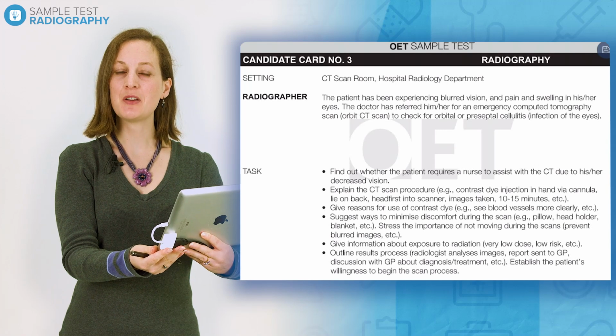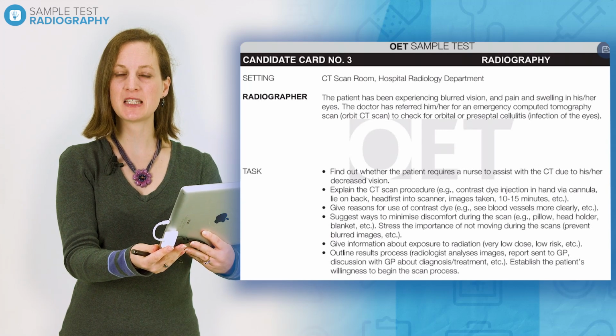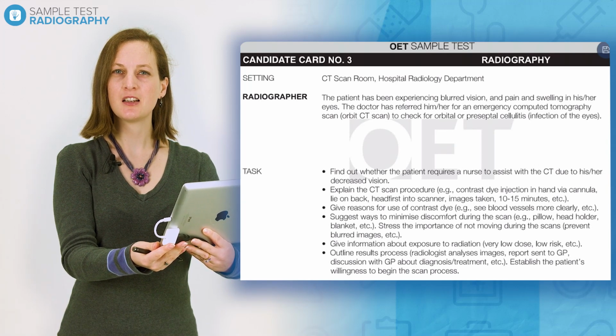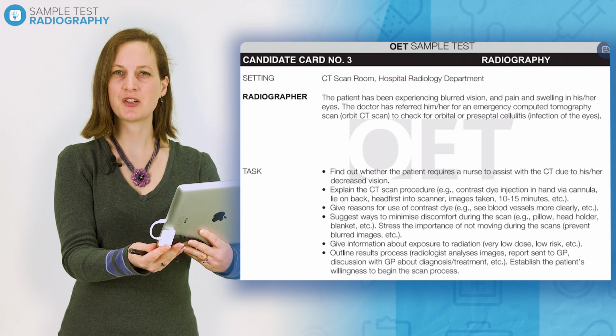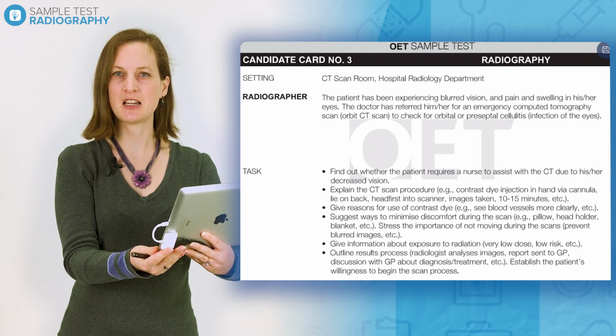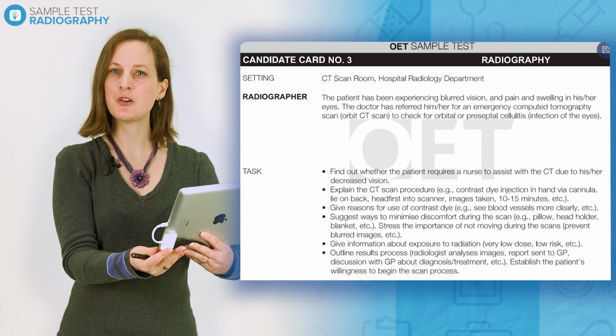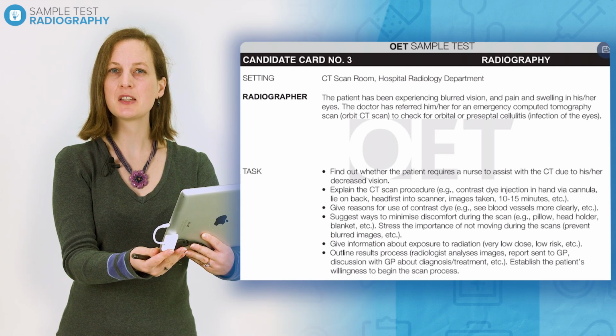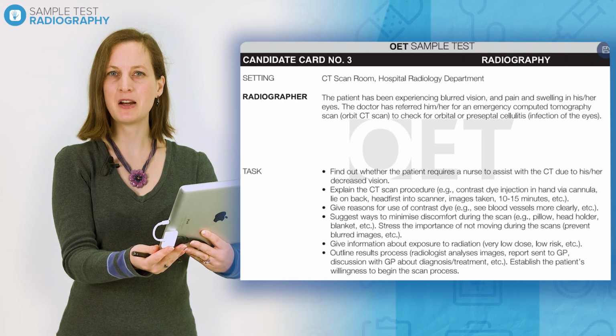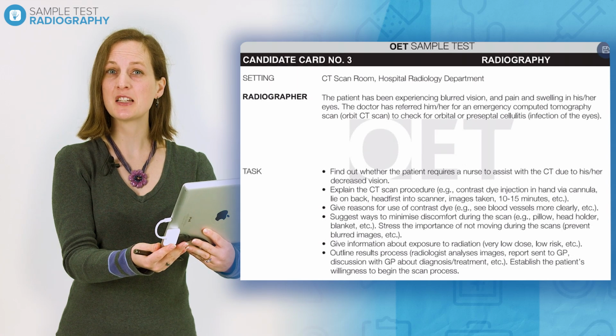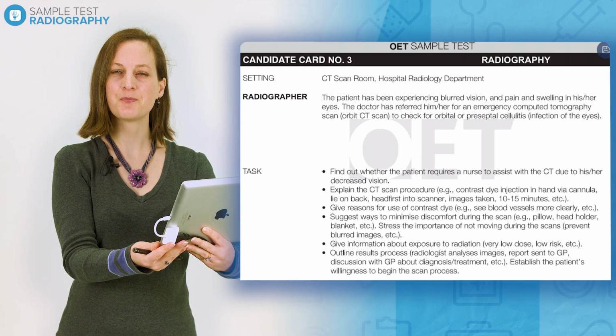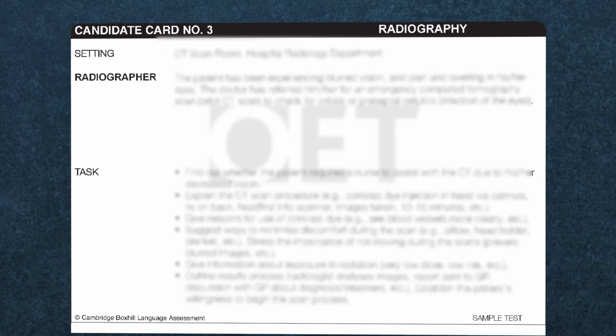Before each role play, you have 3 minutes to prepare for the conversation using the role card. Remember that you can ask the interlocutor questions during the preparation time. If there is a word you don't know the meaning of or how to pronounce, you can ask this during the preparation time, and if the interlocutor knows the answer, they can tell you. Let's look at a radiography role card in more detail.